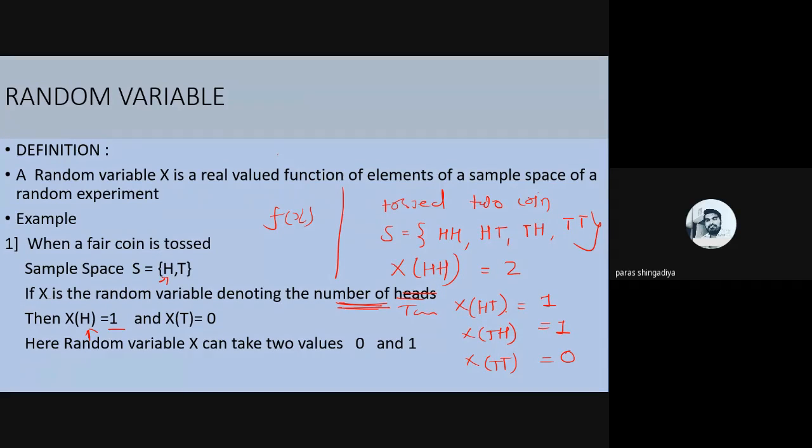Clear? So it depends on the example. It depends on the experiment, which experiment is there and which function is defined, and which random variable is defined as a function. Clear? And as per the function, we can check its output. It is 0, 1, 2, 3, and so on. Clear?